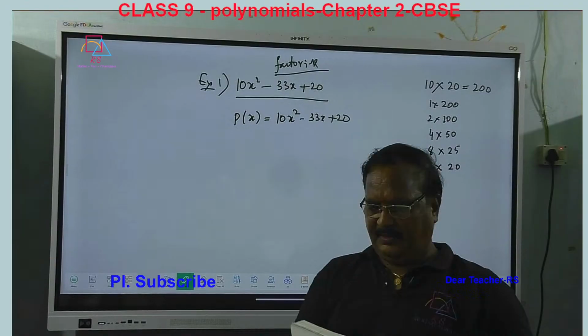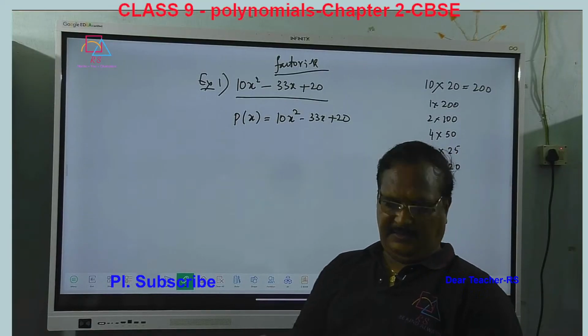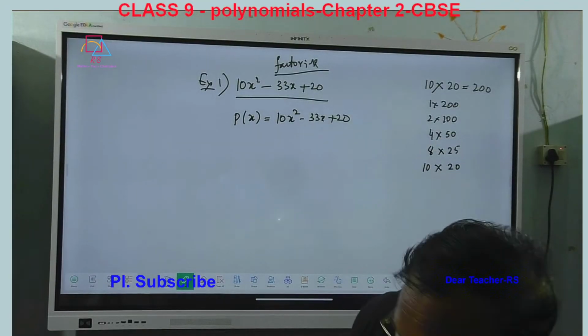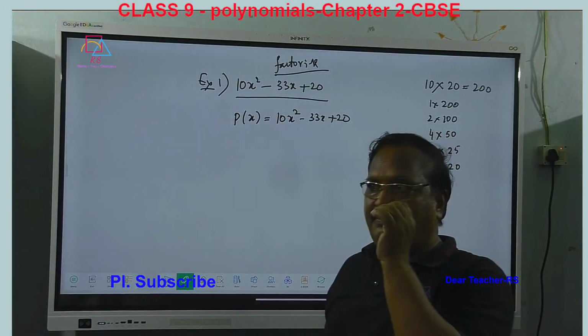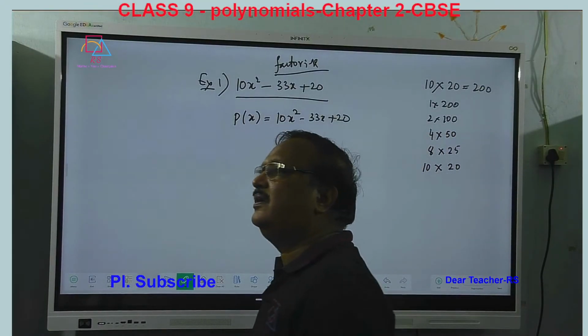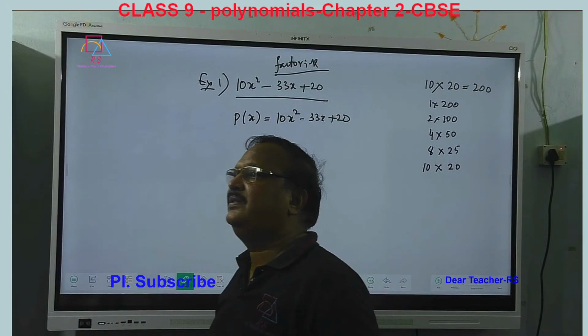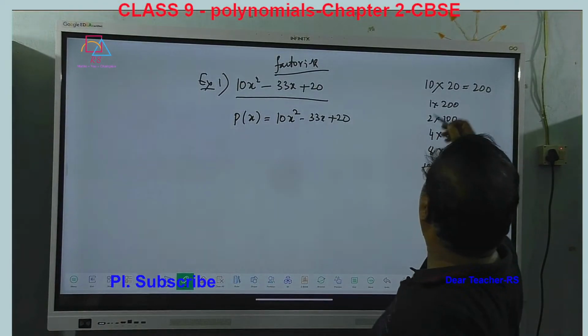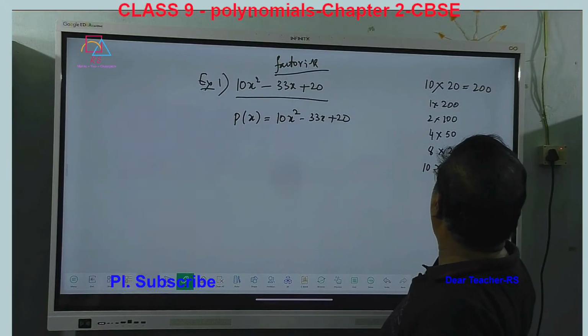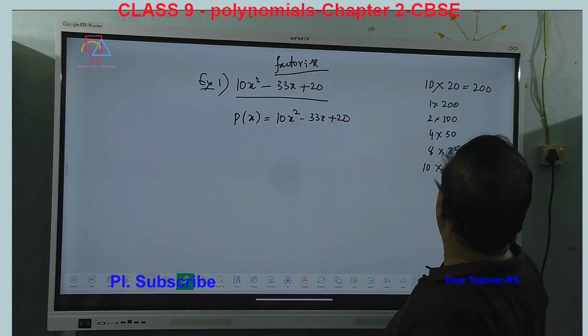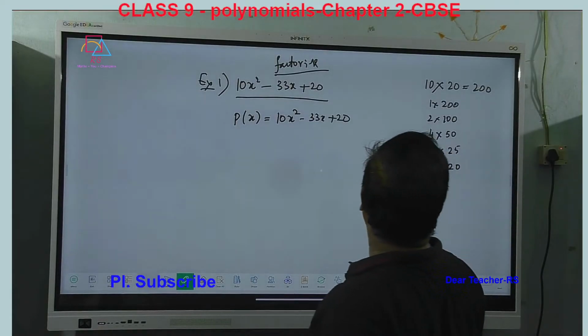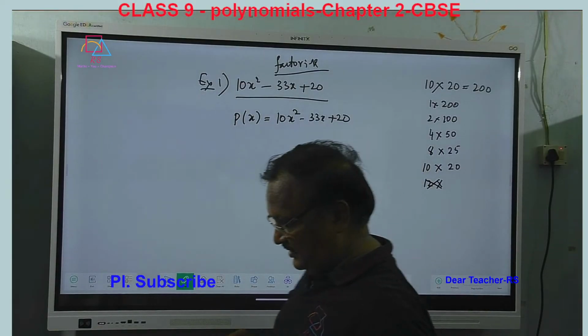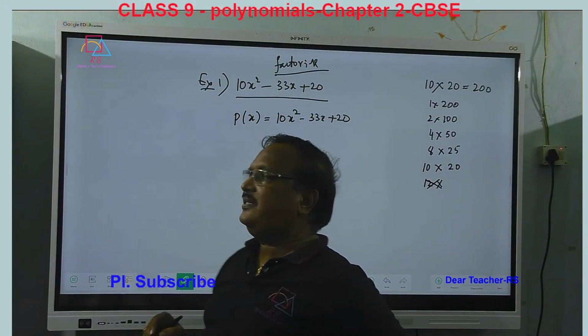10x square minus 33x plus 20. Yeah, my problem is correct. I am just checking whether my question is right or not. Hello. So you do different factors, okay. So then 12, 24, 60. 12, I don't think 12 is a factor, 13 is not a factor, 14 is not a factor, 16 is also not a factor.